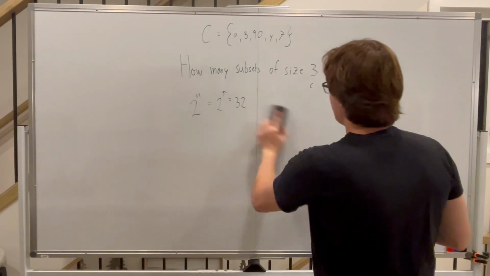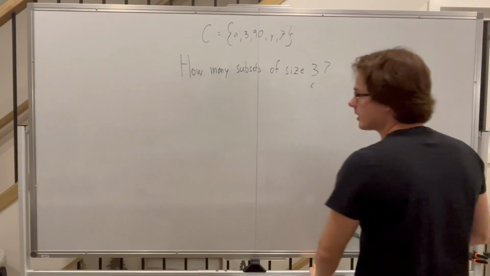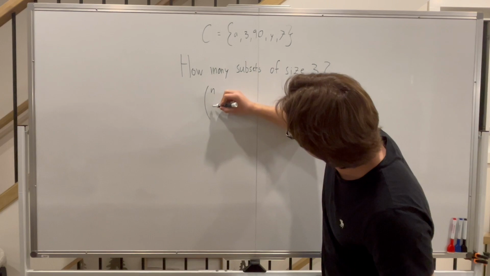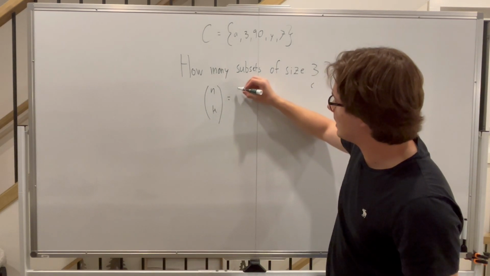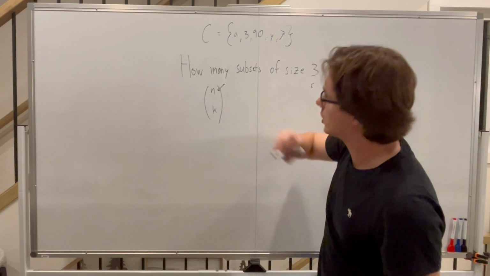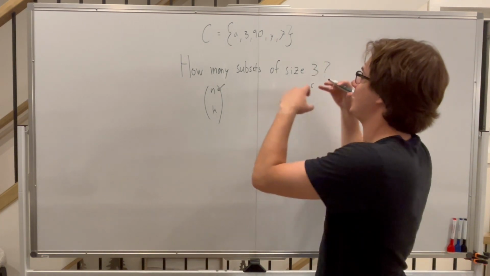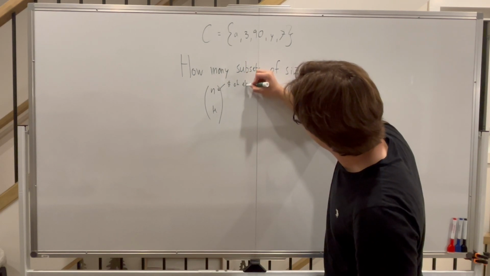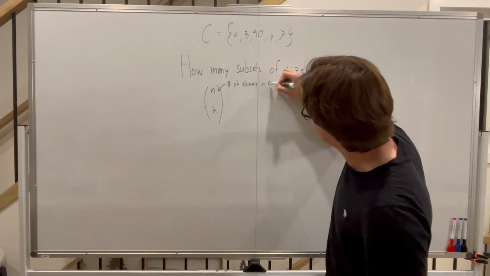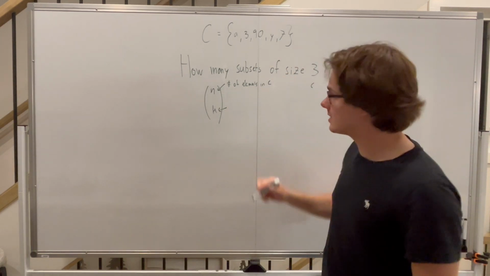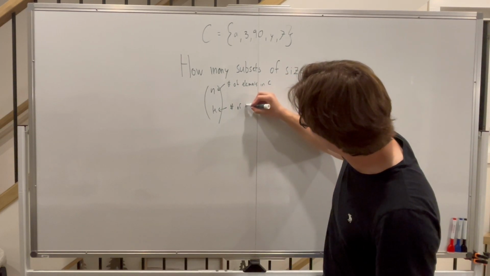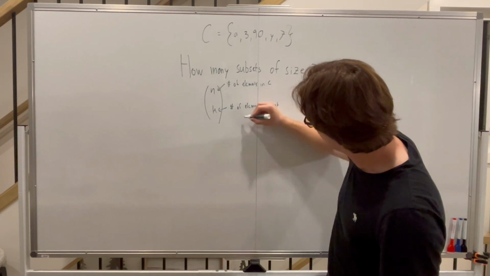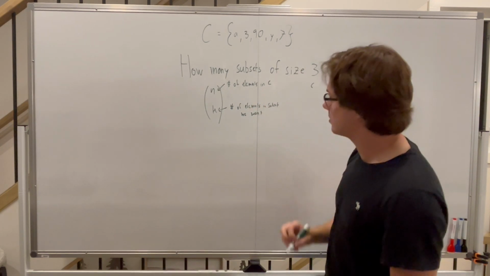Well, we already know that we can use a nifty little trick called the choose notation. So the choose notation works like this. When you say n choose k, what you're saying is the top number is going to be the total number of elements in the set you're asking about. So in this case, it's going to be the number of elements in C, and then k is simply going to be the number of elements in the subset we want, right?